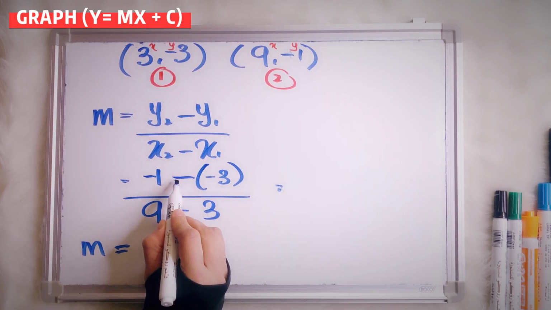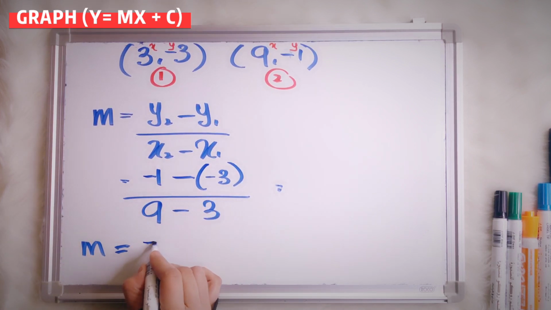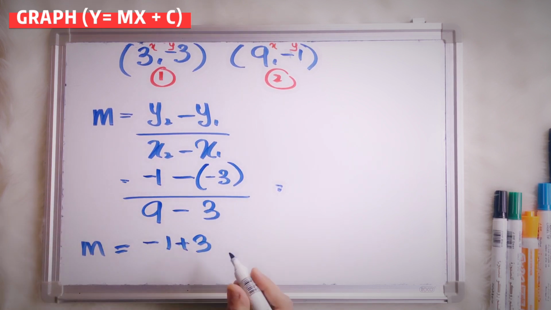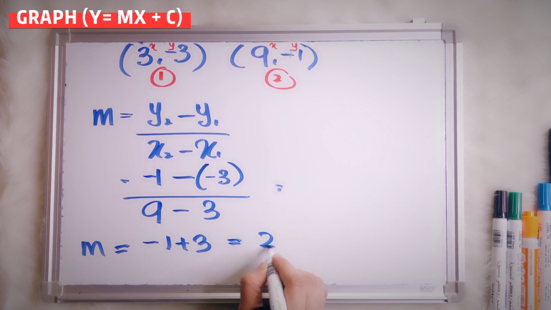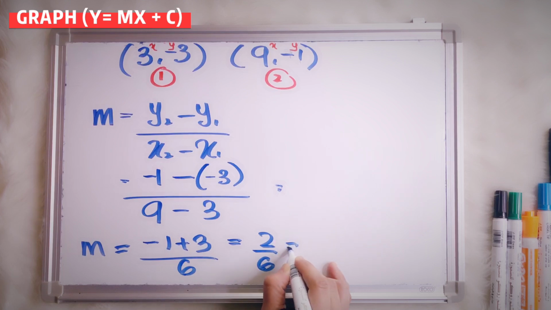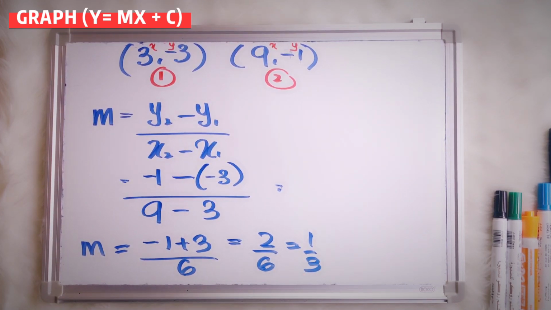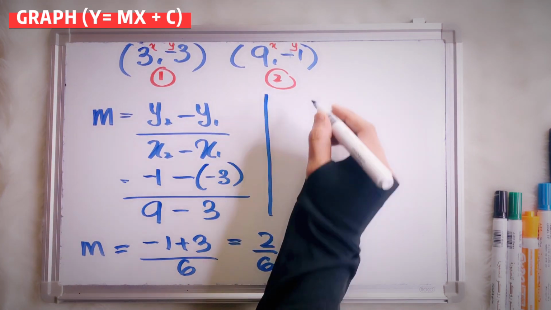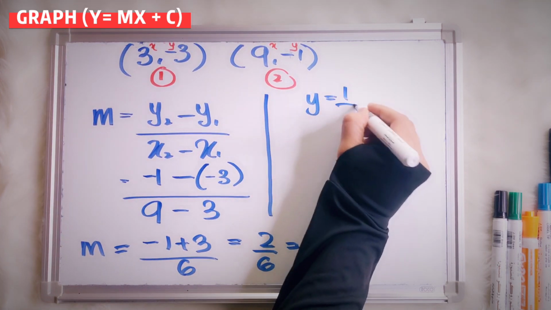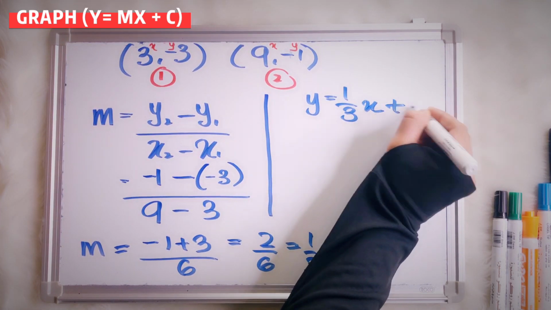So you will have your gradient here. Negative minus negative is positive, so negative 1 plus 3 means we have 2. And 9 minus 3 we have 6. So that means 1 over 3. Your gradient now is 1 over 3. Now put it inside the equation: y equals 1 over 3 x plus c.